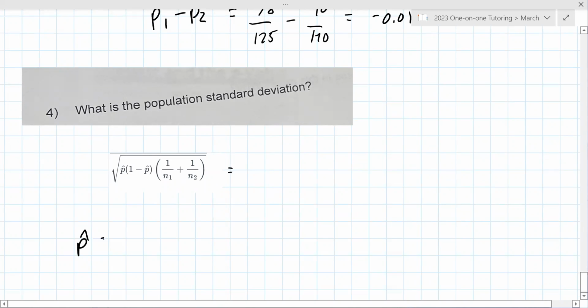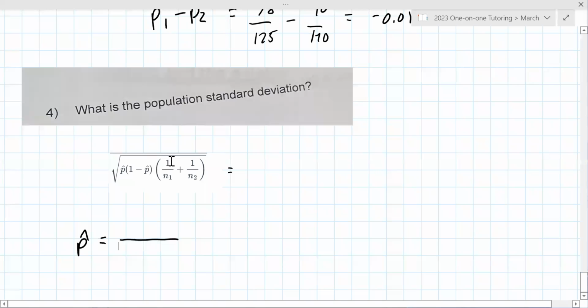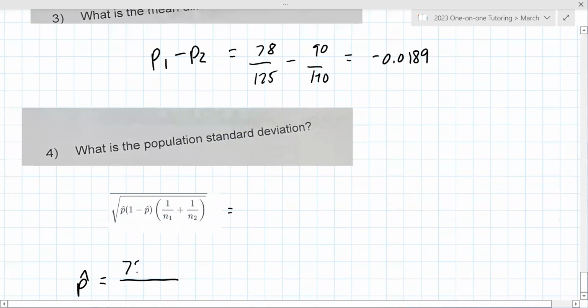What is this p hat? Do you remember that from an earlier problem? What do we do to find p hat? To find p hat, oh gosh. That's when you add both of them. Yes, so it's like how many successes out of how many total?